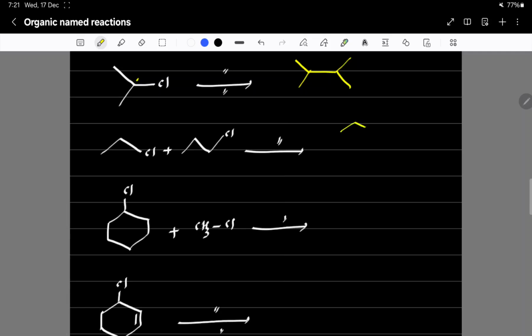One will be n-butane as the product. One from propyl chloride, meaning n-hexane, is a possible product. And one cross product will be pentane, a possible product.